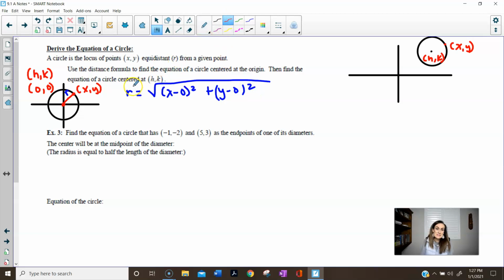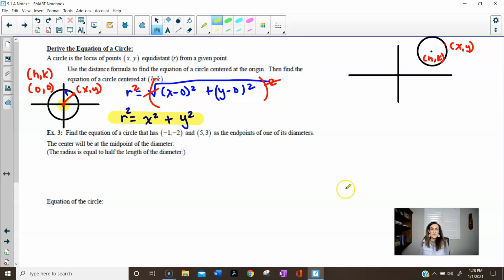And now if we square both sides, the square root and the square will cancel each other out, and we have the equation of a circle when the center is at 0, 0. So r squared is equal to x subtract 0 squared, which is x squared, plus y subtract 0 squared, which is y squared. So here's the equation of a circle when the center is at 0, 0.